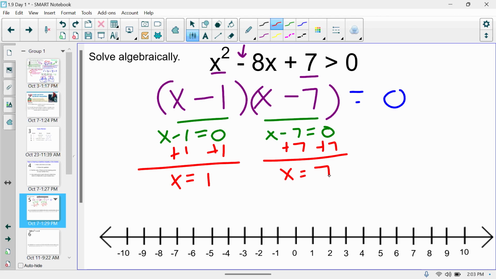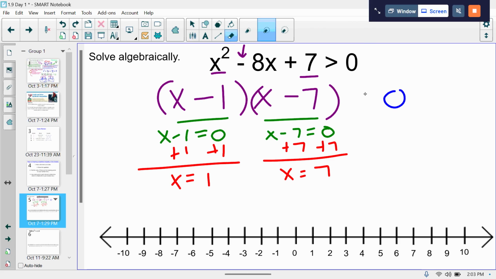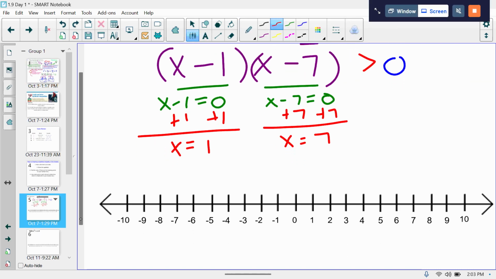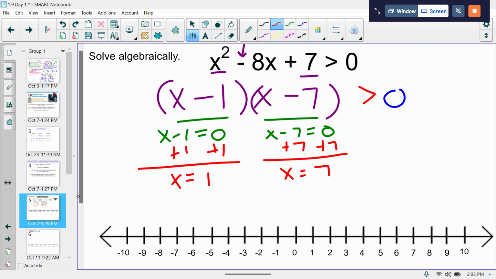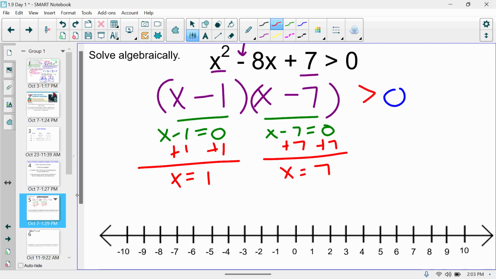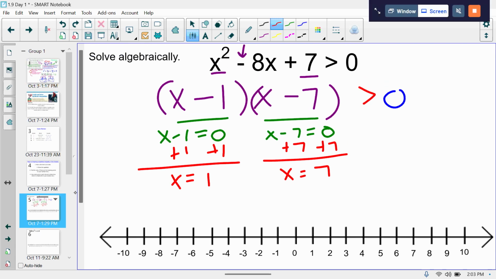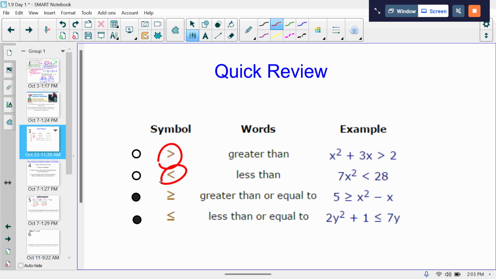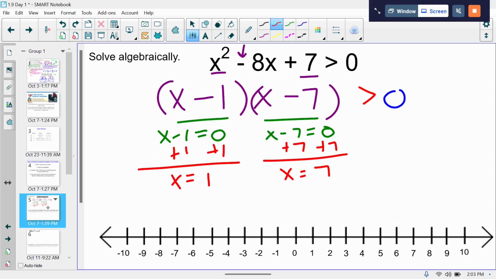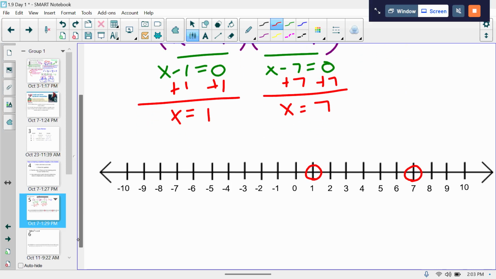Now, this is where it's going to start to get different because it's not really an equals sign. It's a greater than sign. So we're going to learn a new process right now, okay? The first thing I want us to do is graph 1 and 7 on the number line. And you're going to do it with an open circle because of this, right? Remember what we just reviewed a second ago? Greater than or less than, you don't fill in the circle, okay? We'll talk about that more in a second. So I just want you to draw an open circle at 1 and an open circle at 7, okay?